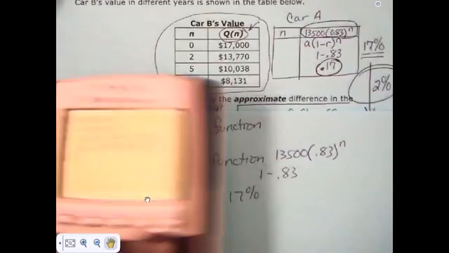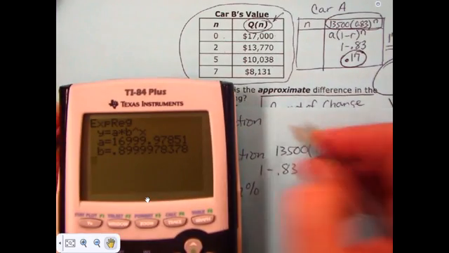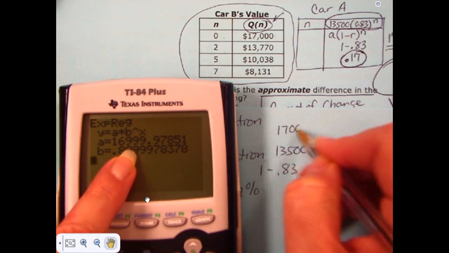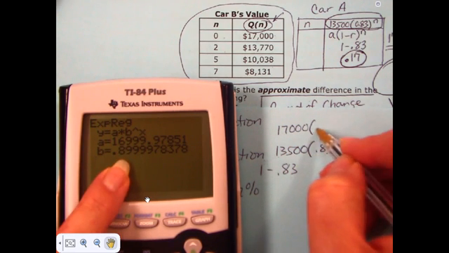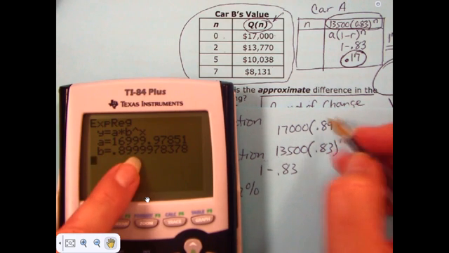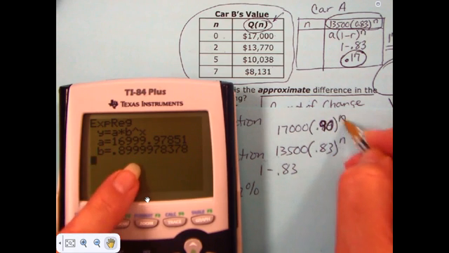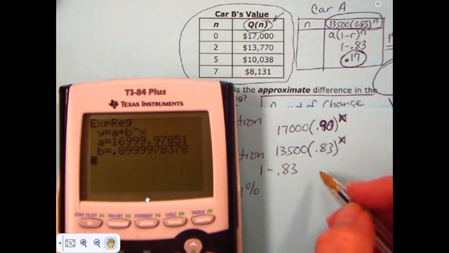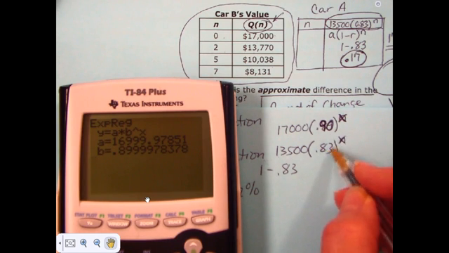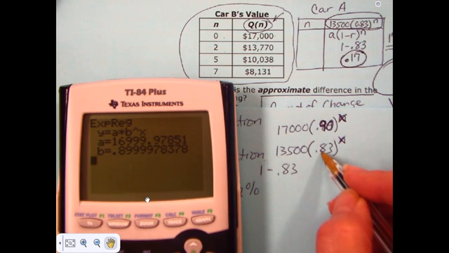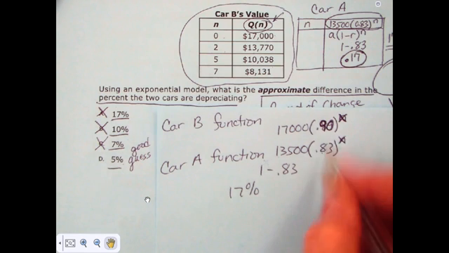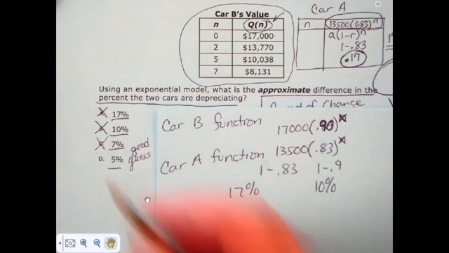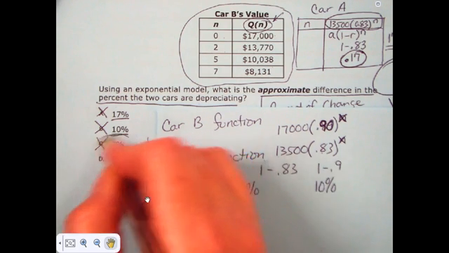So with car B, our function is, we'll round this off to 17,000 times 0.89, which we need to round off to 0.90 to the n or x power. The n and the x is not important, but now we can see very clearly that we have a 17% drop in car A, and only a 10%, 1 minus 0.9, only a 10% drop in car B, for an absolutely correct answer of 7%.